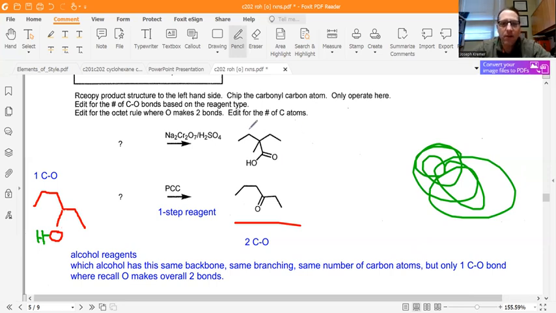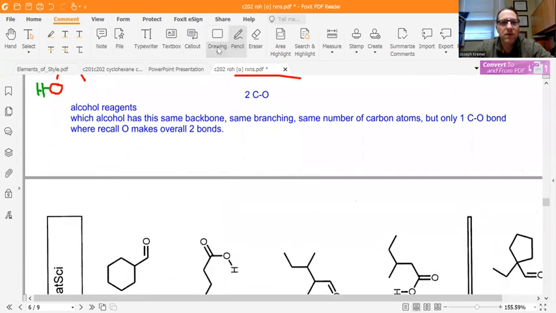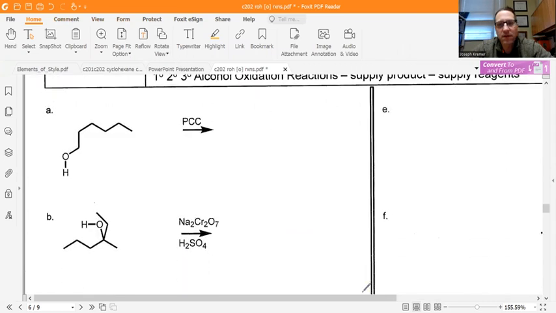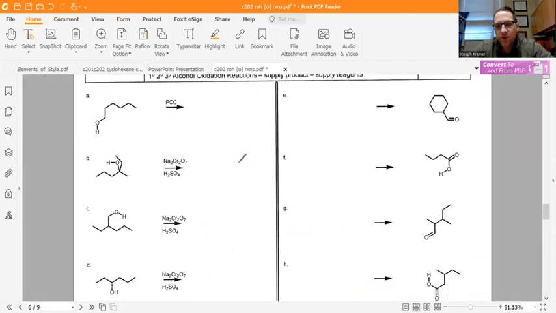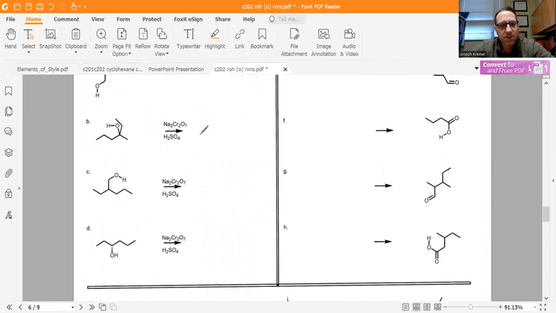Okay. I will cover this on the next page because it's getting kind of crowded here. I only have that much room. So let's move on. Onward. Rotate the view. Okay, great. Now here's some more practice for you. So PCC is the one-step reagent.